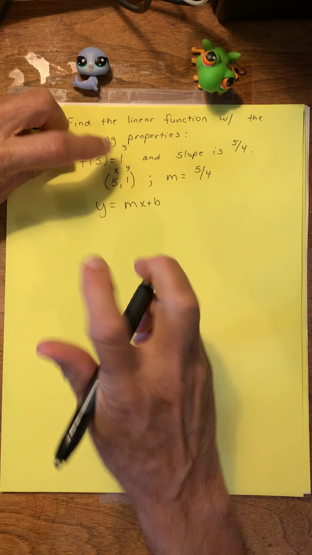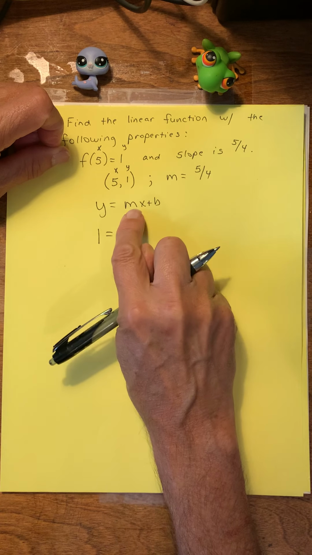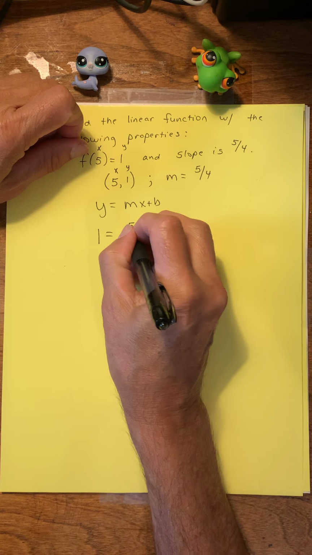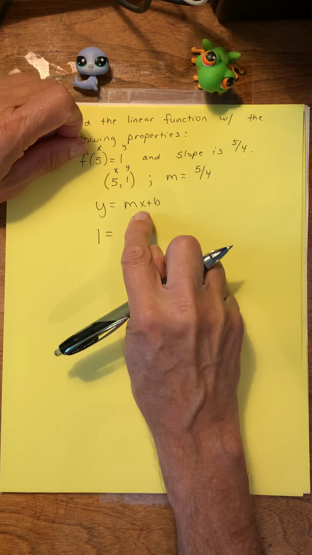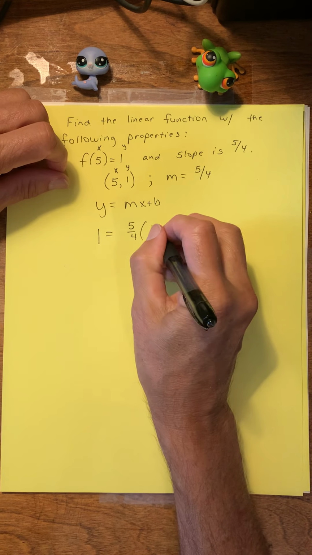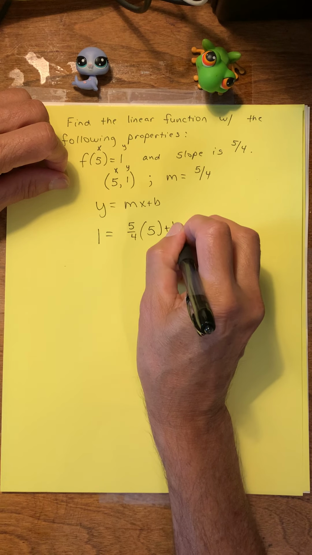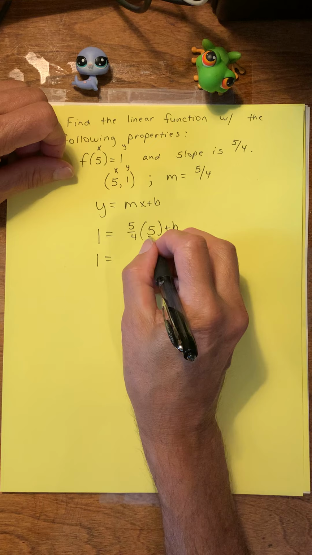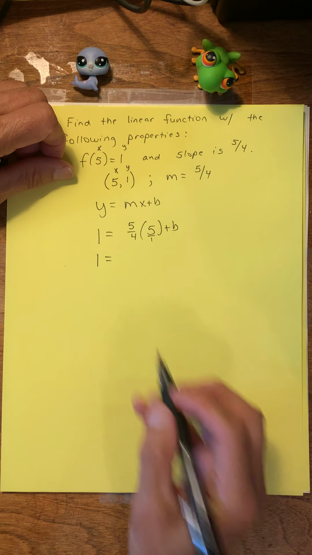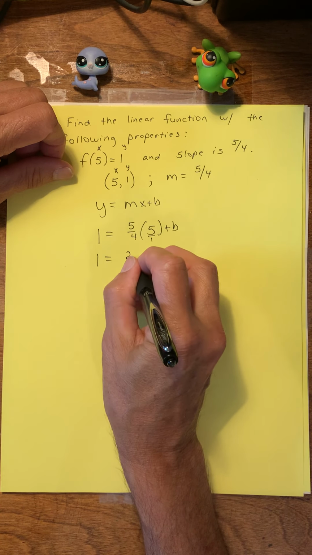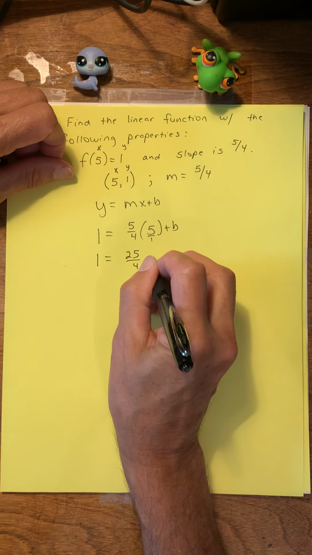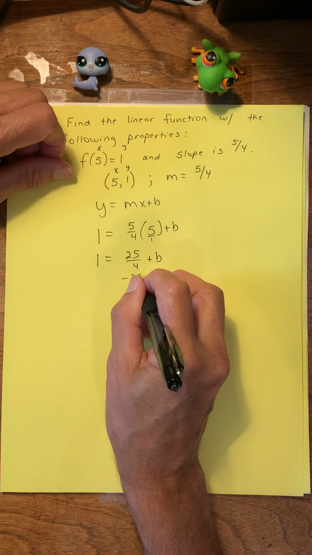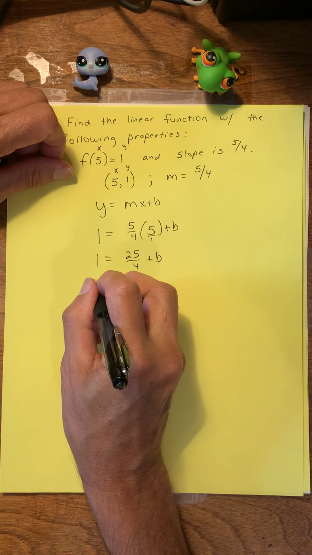All right, let's see. Y is 1. M is 5/4. X is 5, plus b. So 1 equals, and I could think of 5 as 5/1, so I know how to multiply, 25/4 plus b. All I need to do is subtract 25/4 from both sides.